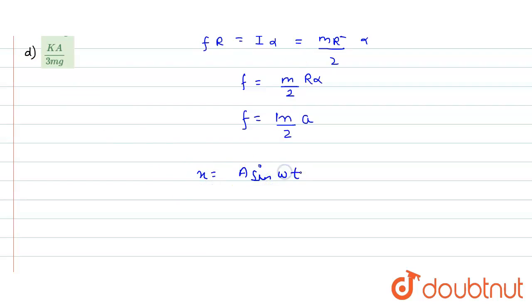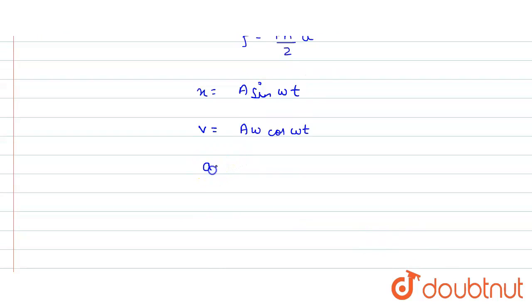If x is given as A sin(ωt), then we can say that v would be equal to Aω cos(ωt), and then our acceleration, we just differentiate this equation, would be minus ω² A sin(ωt). We can directly write this expression as a equals negative ω² times displacement.